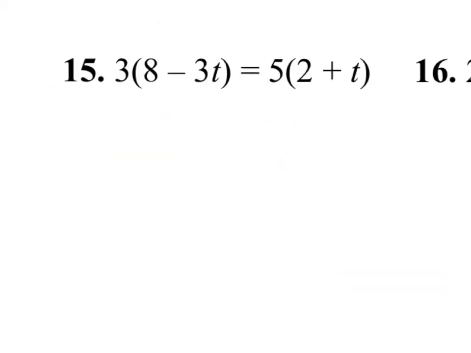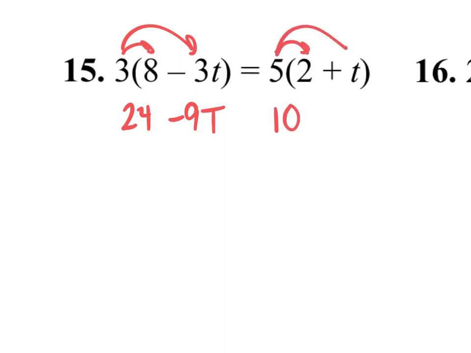Here we go. Let's distribute on the left side. 3 times 8 is 24. 3 times negative 3 is negative 9t. Over here on the right side, 5 times 2 is 10. 5 times t is 5t. So we have an equal sign in between the two. Now we've already simplified the left and the right side of this equation. Let's now get t by itself on the left side.